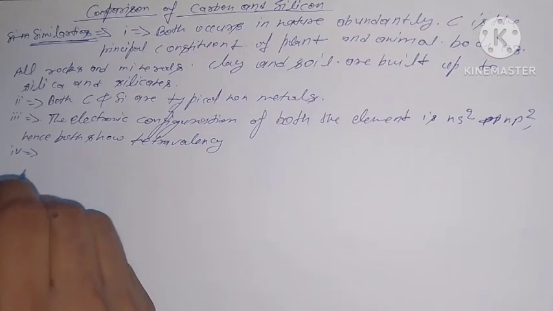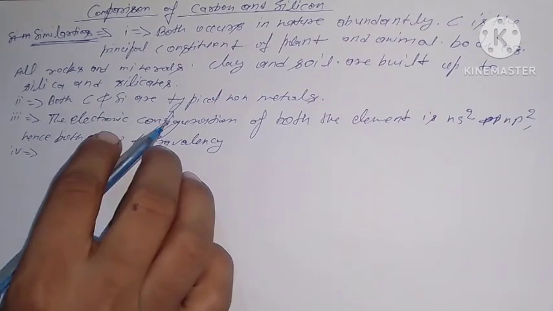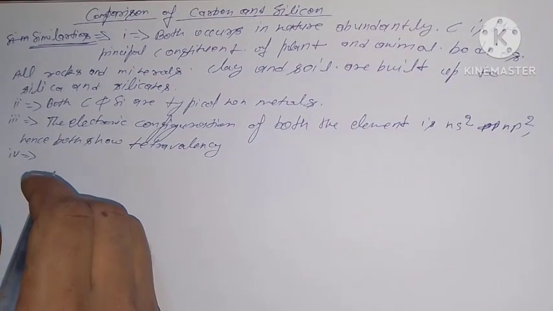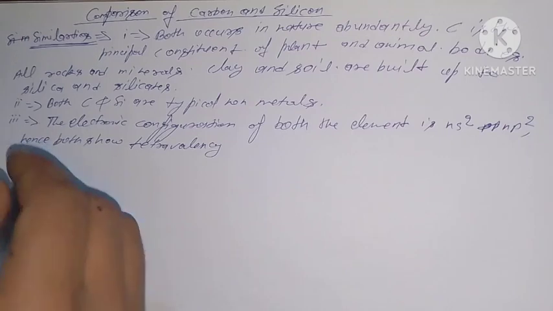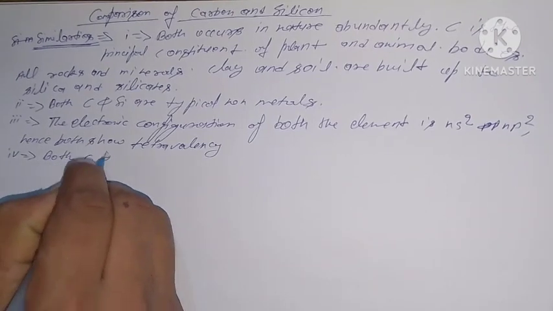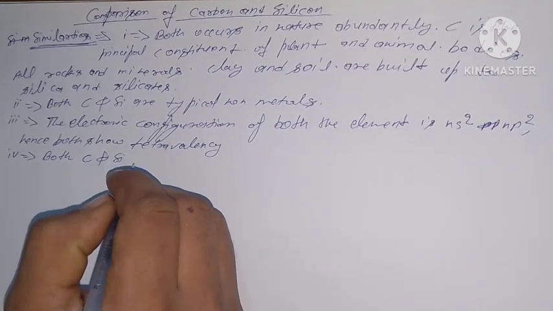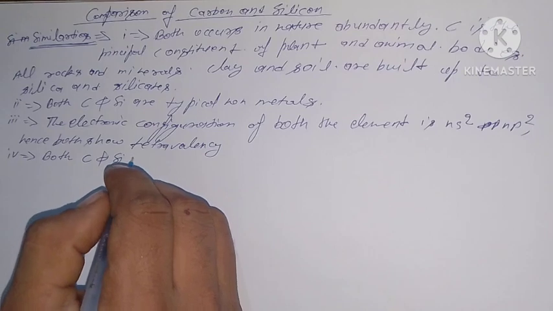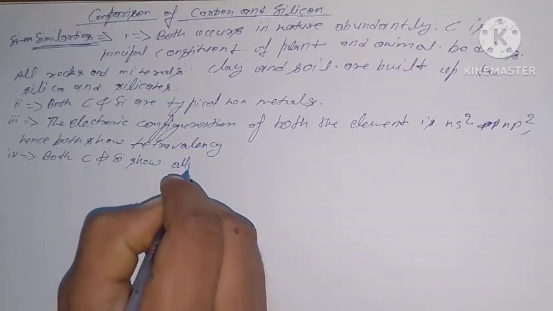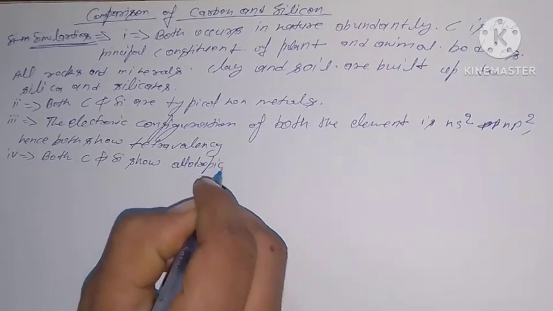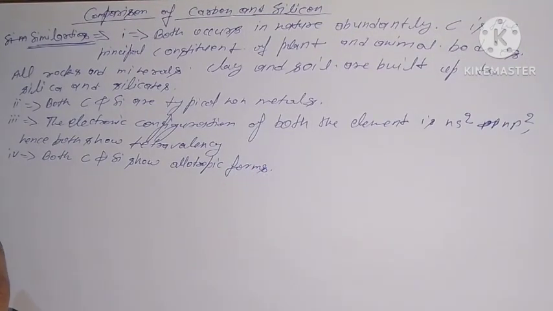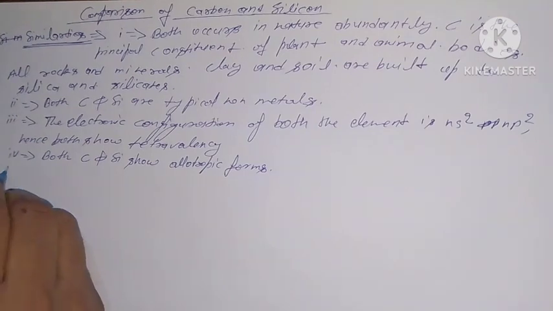Fourth point. Both carbon and silicon show allotropic forms.